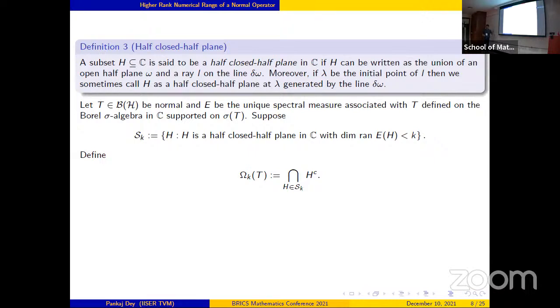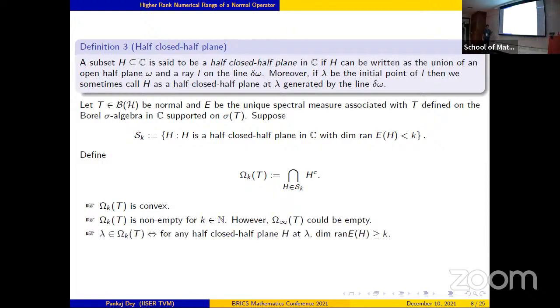We are just doing the same thing: leaving out K minus 1 eigenvalues and taking the intersection of the complements. Quickly, some properties: it is convex, because it is an intersection of convex sets. It is non-empty for finite K, but for infinity it could be empty. And if lambda belongs to Lambda K of T, then whatever closed half plane you consider at lambda, the dimension is greater than or equal to K.